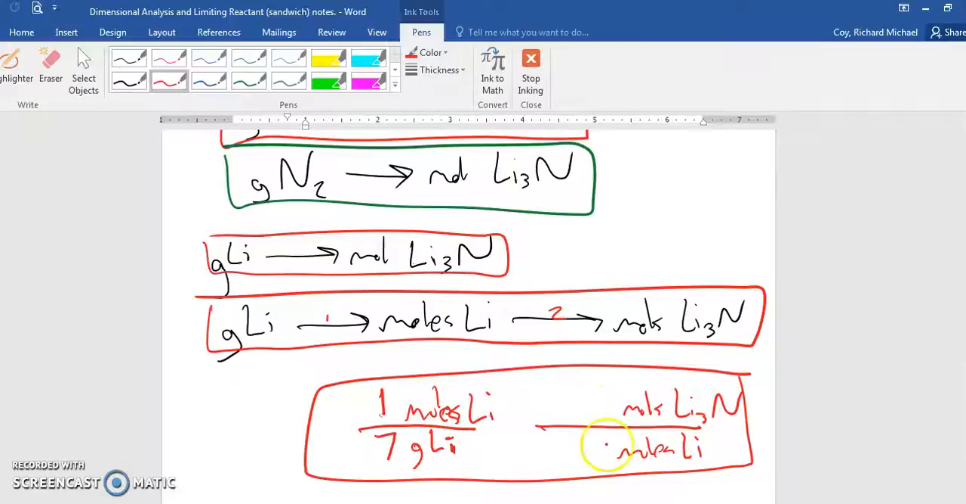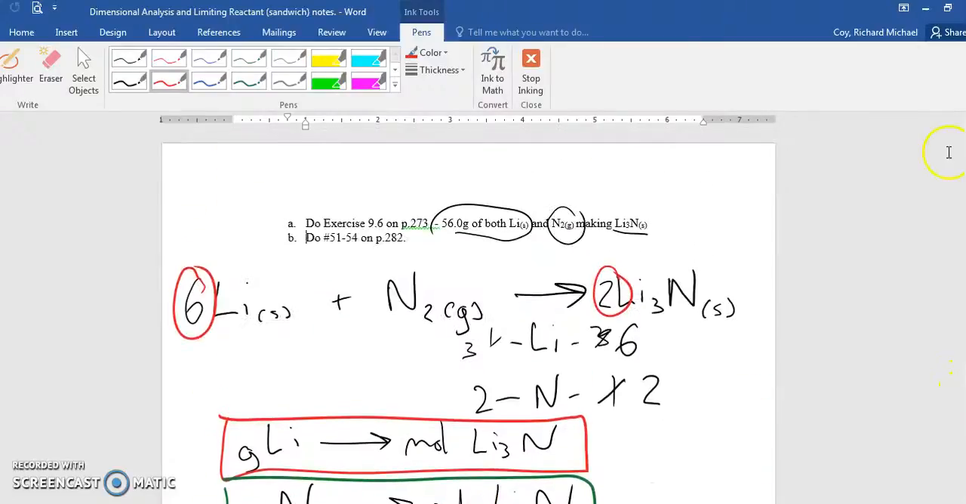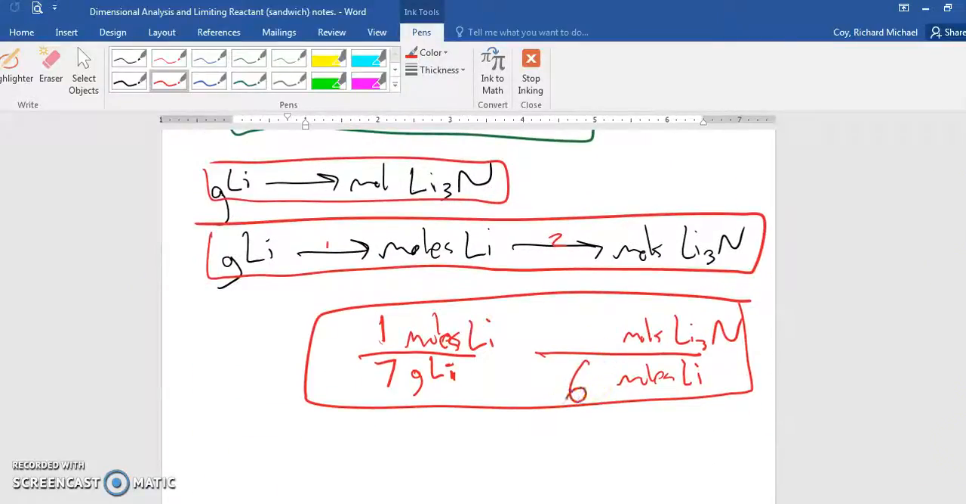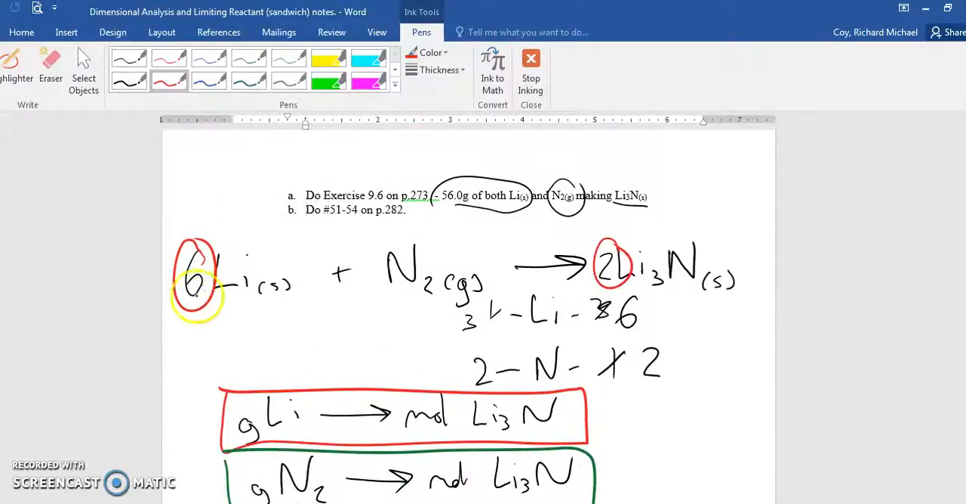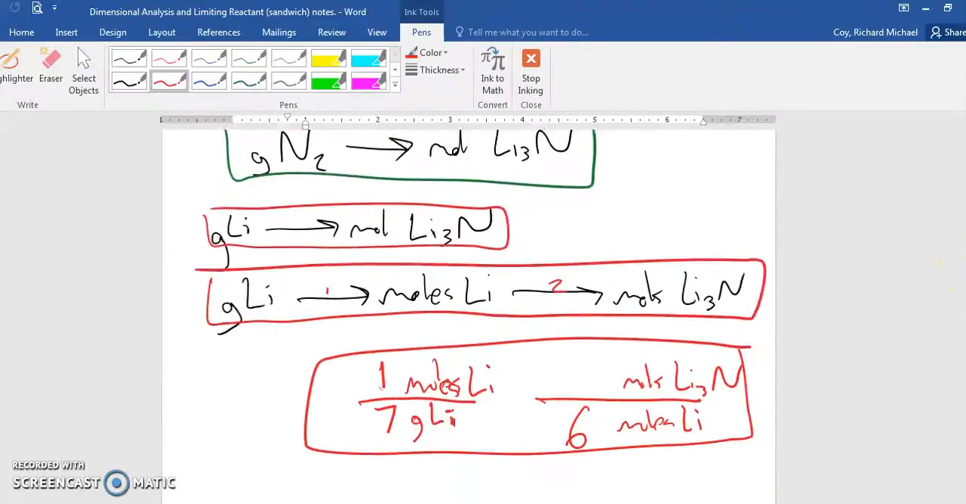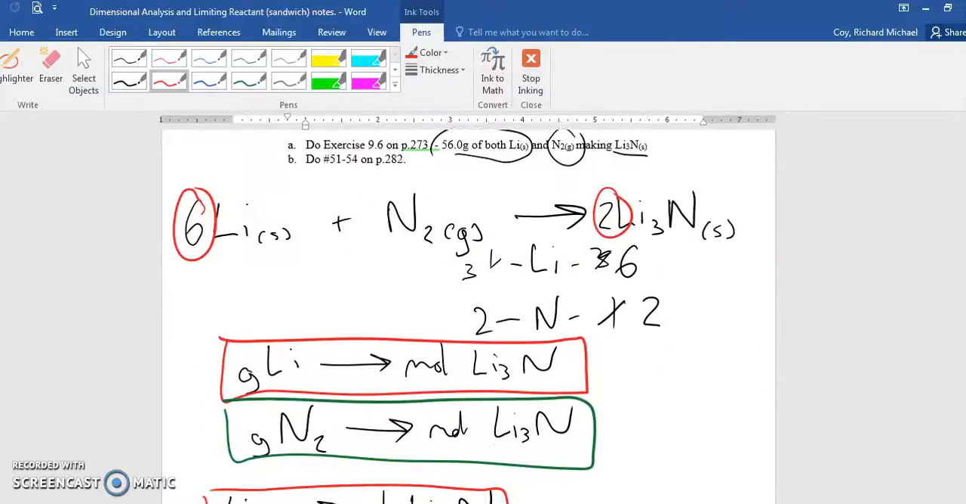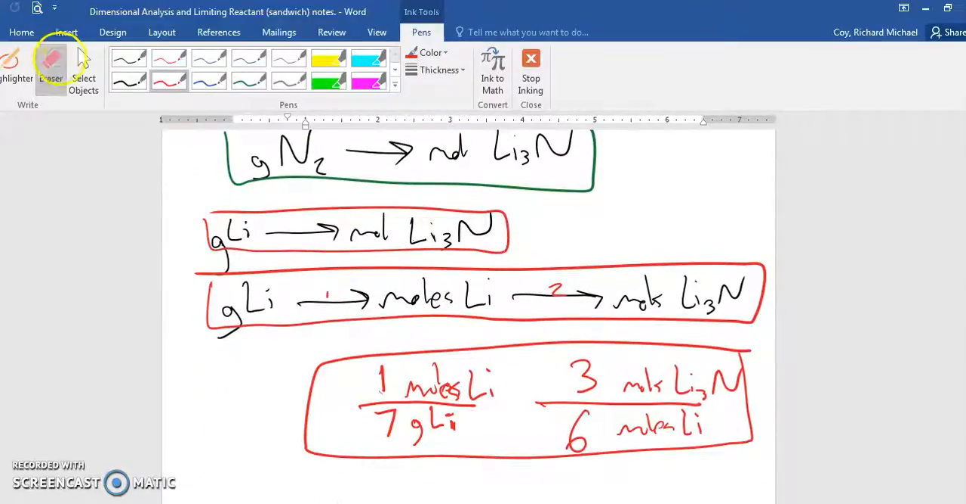Moles of lithium nitride, moles of lithium. We need a mole-to-mole ratio. Where do we get mole-to-mole ratios? That's right, from the balanced chemical equation. 6 moles of lithium for every 2 moles of lithium nitride. So let's put that down here. 6 moles of lithium. Where'd that 6 come from? Right there, 6 moles of lithium in the balanced chemical equation. And then this is 3 moles of lithium nitride. Is that right? No, I double checked it. Did it wrong. We can fix that. Can we? Yes, we can.